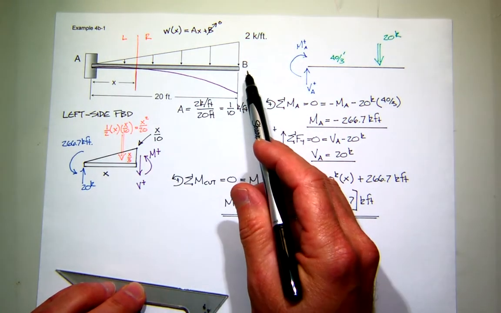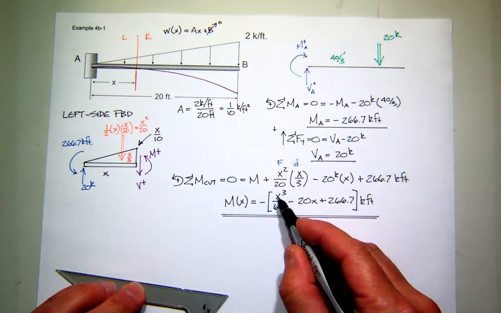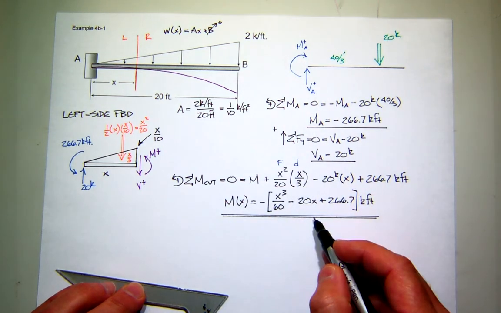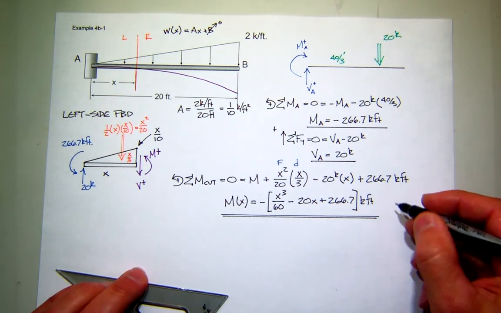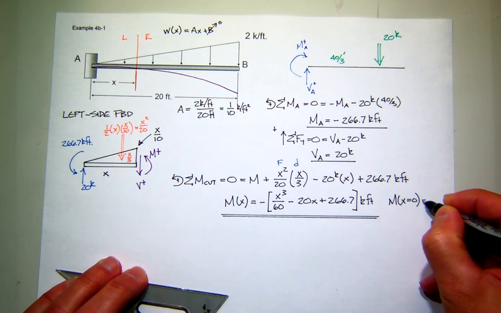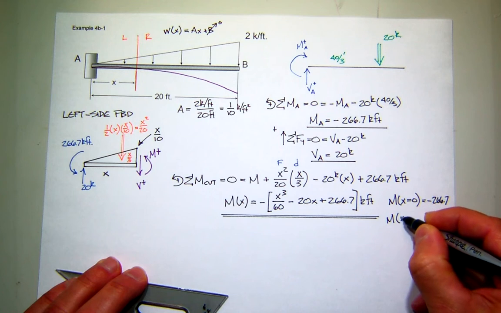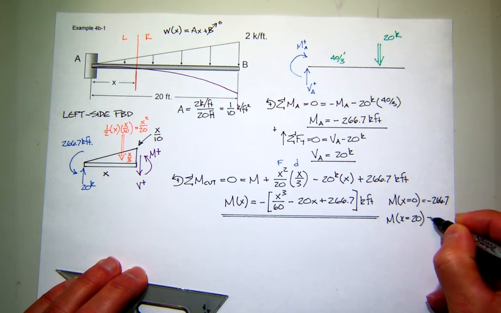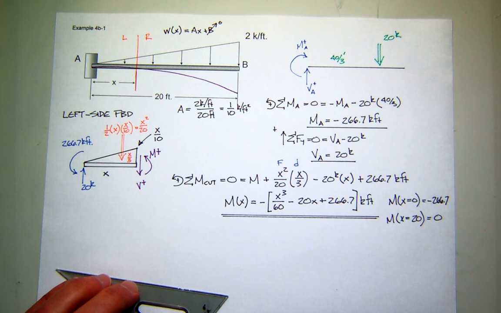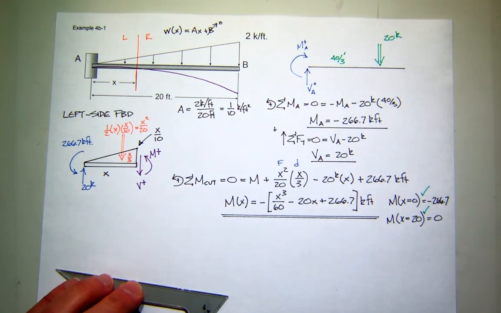Where else do you think you know the moment in this structure? What's the moment at a free end? 0. So if I put in x equal 20 here and here, hopefully this will give me 0. So you guys should check that. While you're checking that, I'll just write over here on the side that the moment at x equals 0 should equal minus 266.7, and we're thinking the moment at x equal 20 should be 0. And the first one we've already got. Yep, check that work. Somebody checking that out for me? Mr. Baker says okay, so I like that. It's good when your equation matches the things you know are true.